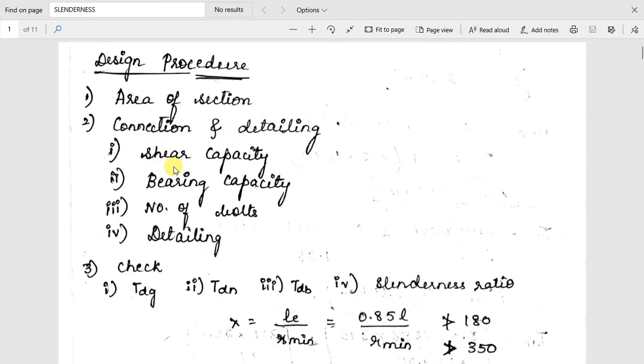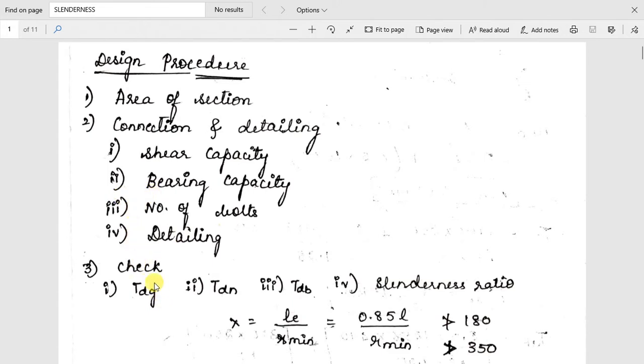When you are going for connection and when you are going for regular bolts, you have to calculate shear capacity as well as bearing capacity. So once we get these two, we will be getting the bolt value. So based on that and based on the load acting, we will be calculating the number of bolts, and then we will be going for detailing first, because in order to perform these checks, detailing is required. So once the second step is done, we will be going for checks.